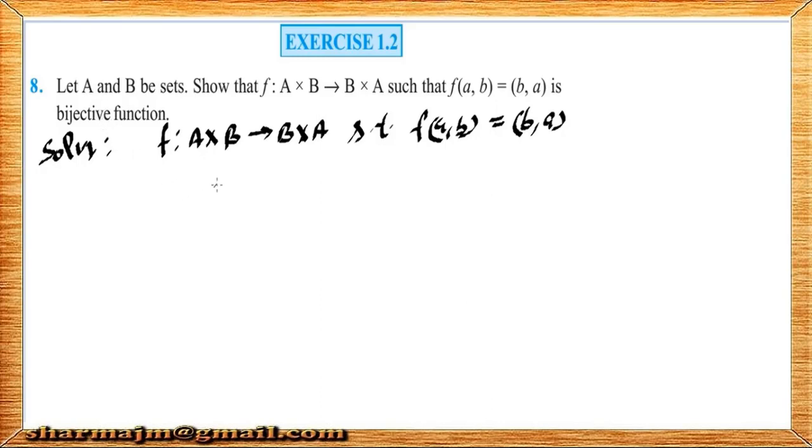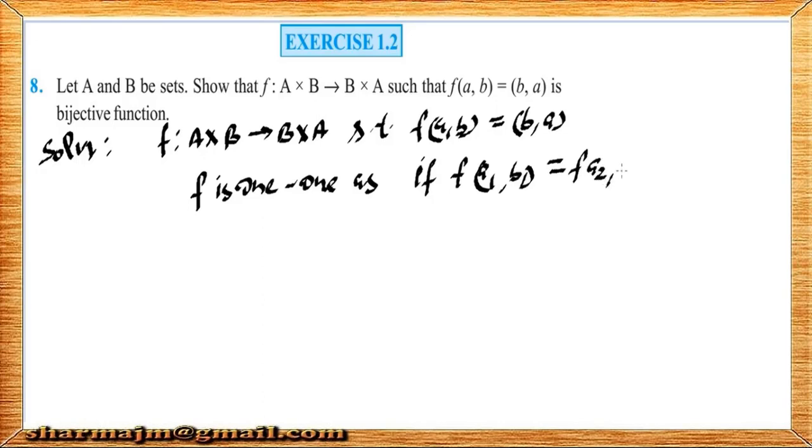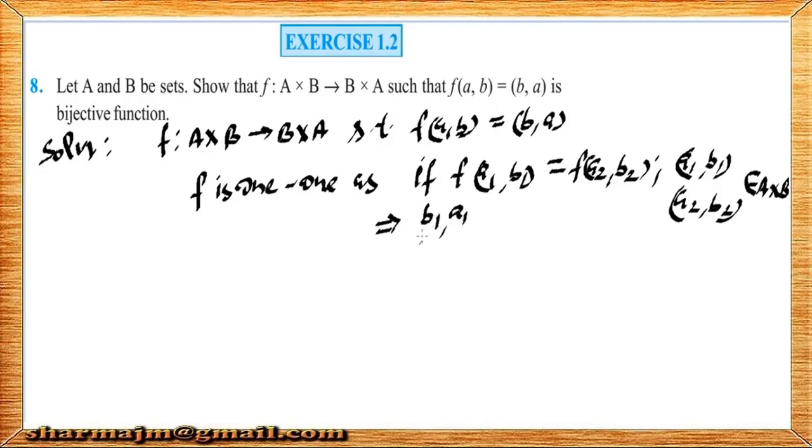So first of all we will check it for 1-1, so we will say f is 1-1 if f of (a1, b1) is equal to f of (a2, b2), where (a1, b1) and (a2, b2) are in A cross B. Okay, so this implies (b1, a1), the ordered pair gets reversed by definition, so it will be (b2, a2).